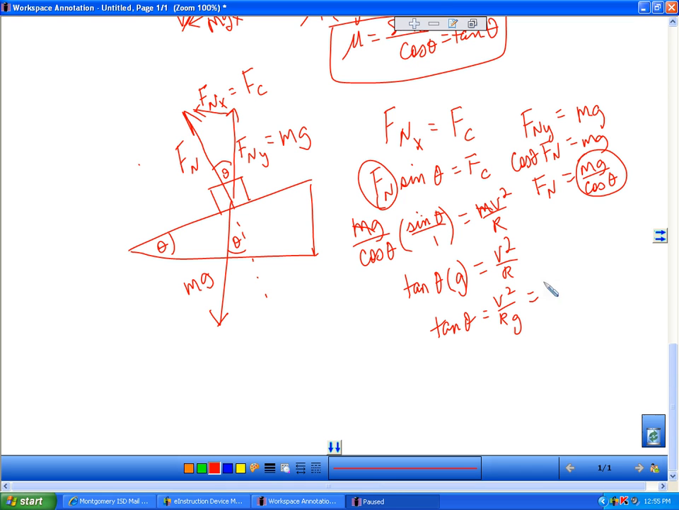Well, they tell me v is 25 meters per second. Don't forget to square it. The radius of the track is 250 meters. And gravity is 9.8. So I can do that math, and I'm going to find out that theta is 14.31 degrees.